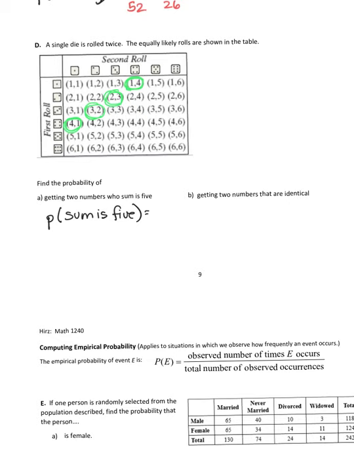How many possibilities here? That's 4, right? Out of the total. How many possibilities with a 6 by 6 here? The total, if you counted all these, would be 36 outcomes. 36 possibilities. And so the probability is going to be 4 out of 36, which is the same as 1 out of 9. Alrighty, how about the next one? What's the probability of getting 2 numbers that are identical?